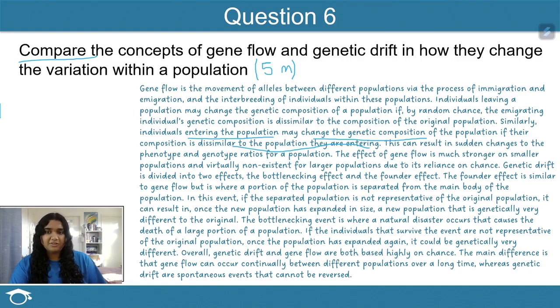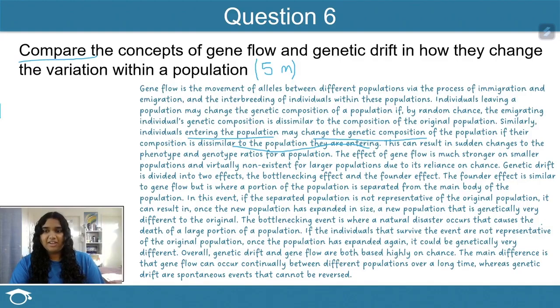The effect of gene flow is much stronger on smaller populations and virtually non-existent for larger populations due to its reliance on chance. So larger populations are usually much more genetically diverse and a little bit more stable. So one or two entering individuals isn't going to rock things up too much, whereas smaller populations have a smaller gene pool in the first place. So any new genes that enter will have a greater effect overall.